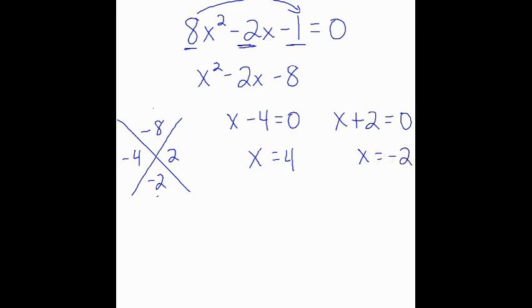But remember, I started by multiplying that 8. So this would be the solutions to this quadratic, not the original. So I'm going to divide both of them by 8, and I get x equals 1/2, and x is equal to -1/4, and we're done.